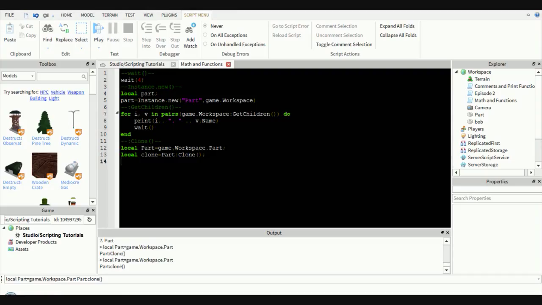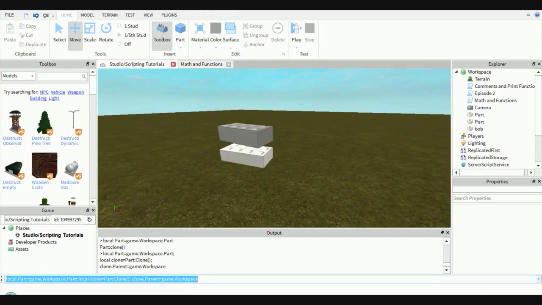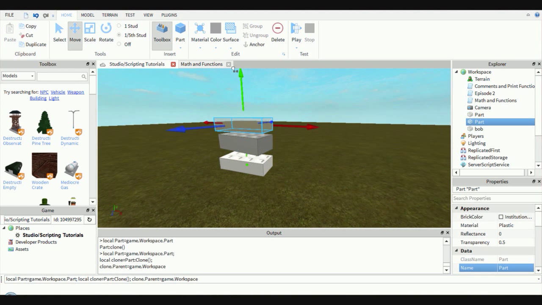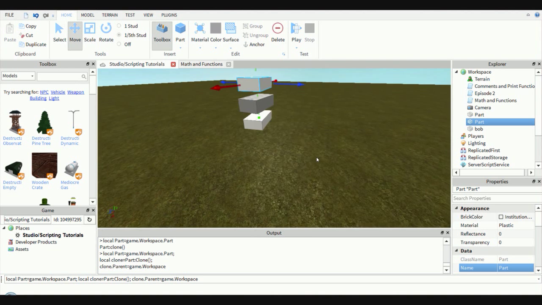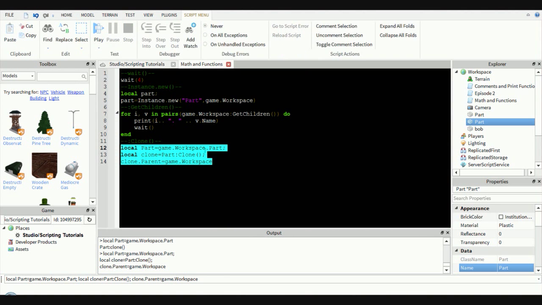So now we have to state the parent of the clone. So that would be game.workspace, and that's pretty cool right there. Now let's try it out. And there you have it. There are 2 parts. That's very cool. Okay, that's what the clone does.